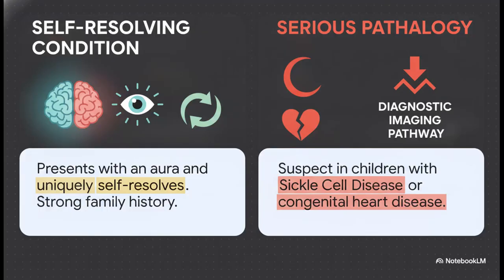Now, in evaluating a child presenting with acute hemiplegia, so sudden, one-sided weakness, you have to differentiate a hemiplegic migraine from a true pediatric stroke. A hemiplegic migraine often presents with a preceding visual aura, a strong family history, and uniquely, it actually self-resolves. However, if the child has a history of sickle cell disease, congenital heart disease, or recent trauma, you have to suspect a stroke and order an urgent MRI and MRA. And remember this rule: never assume it's just a Todd's paralysis post-seizure until a true stroke is definitively excluded.